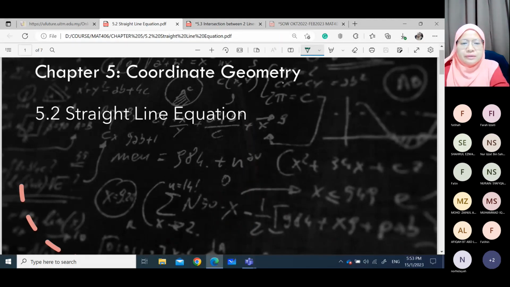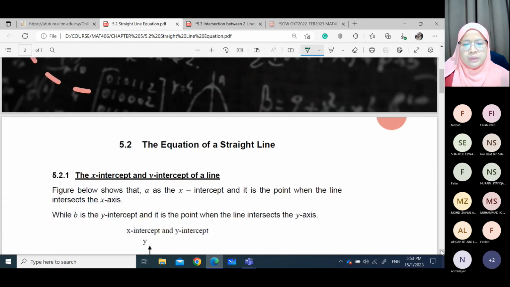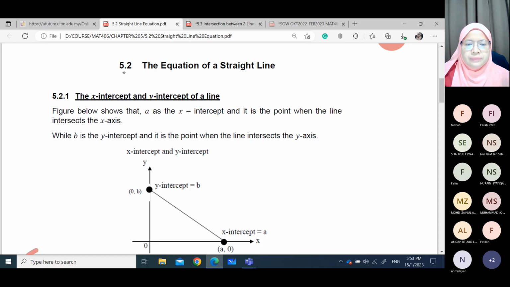Ready? Okay, so next is about straight line equation. Straight line equation adalah equation bagi garis lurus. Okay, so kita tengok kat sini. The equation of a straight line, the x-intercept and y-intercept of a line.